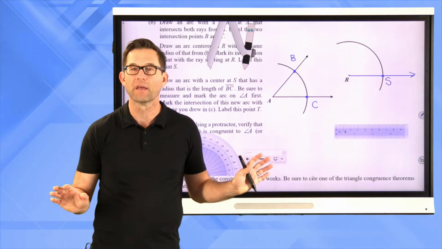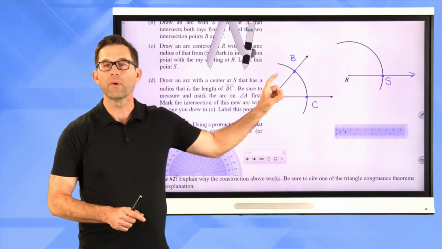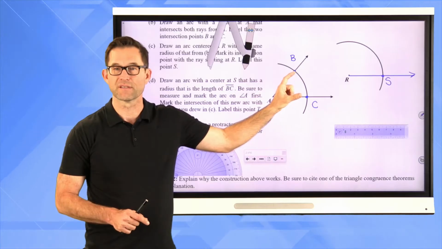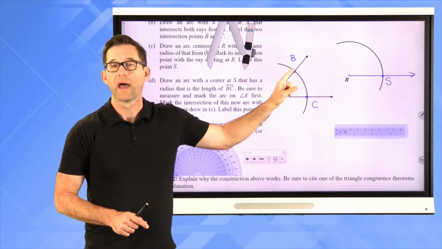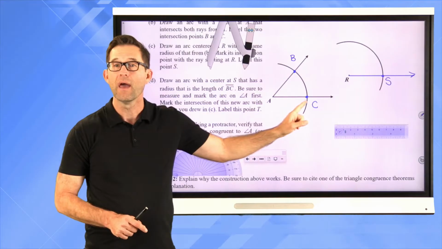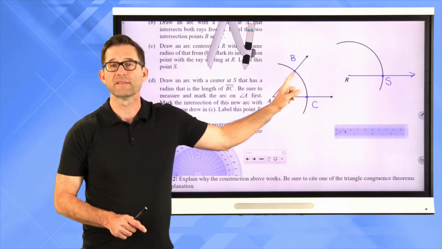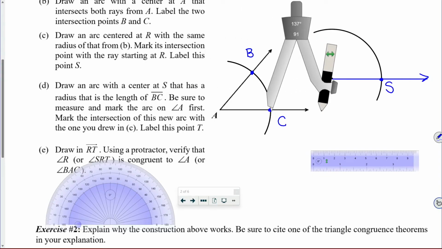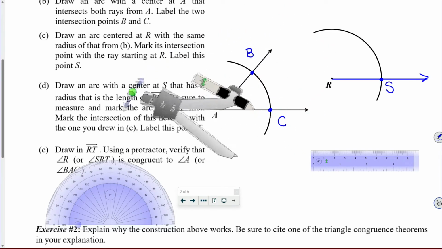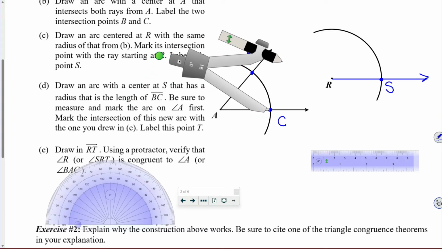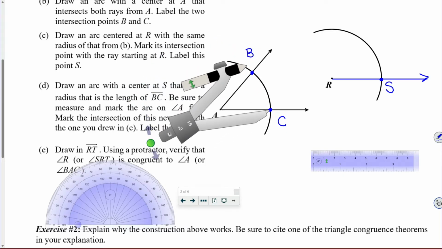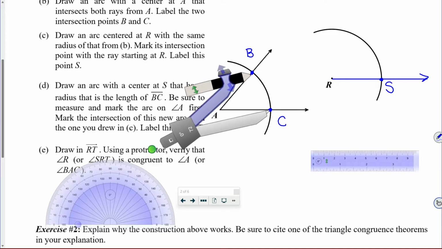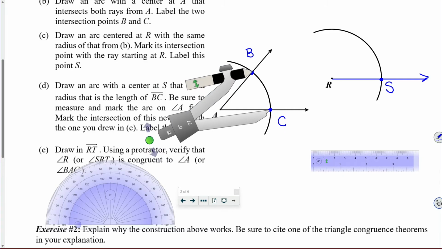Let's just be clear about something. What I want to do is use my compass and measure the distance from C to B. I can either put the pointy end at B and mark it off at C, or the pointy end at C and mark it off at B. What I'm going to do is put the pointy end here. First, I'm going to rotate my compass down a little bit, put my pointy end here, and measure that length. Just make sure, yeah, that's pretty good. And now I'm going to draw that arc.